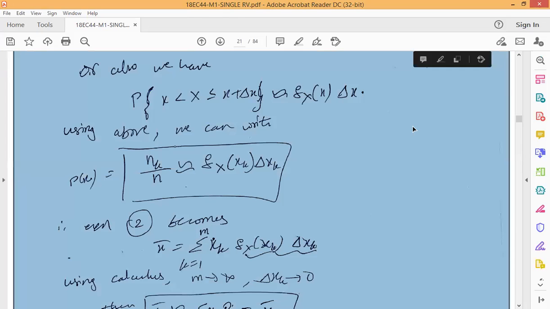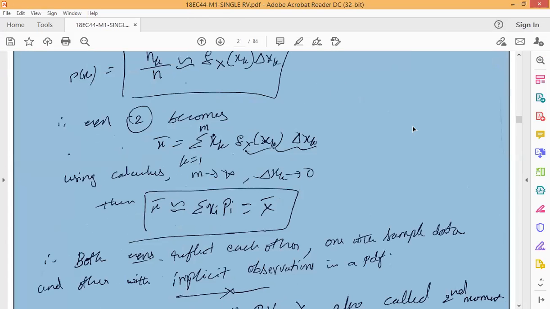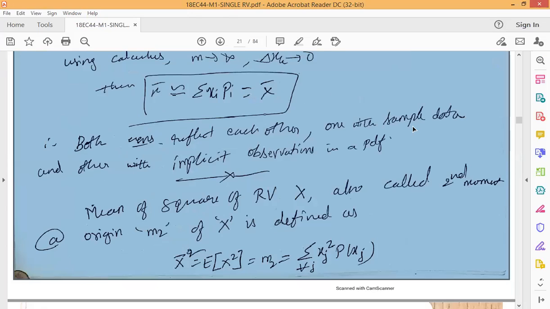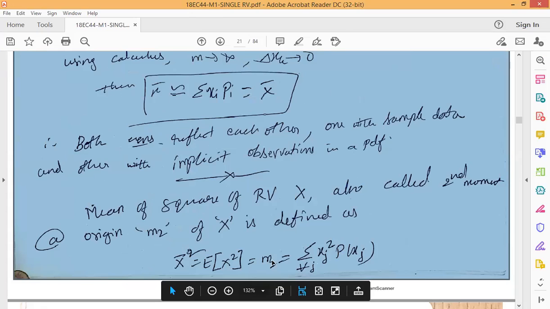We have also seen the equation for the second moment about the origin, which is considered as M2. The second moment about the origin is usually taken as the mean of the square of a random variable x. It is given as expectation of x square, which is M2, equal to summation x square into p of x.